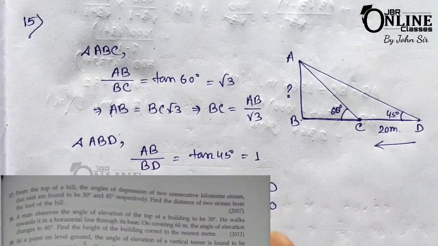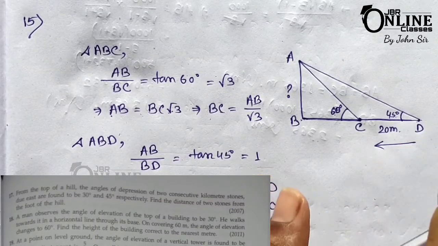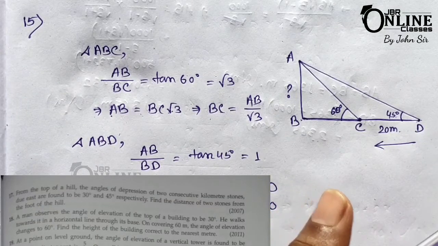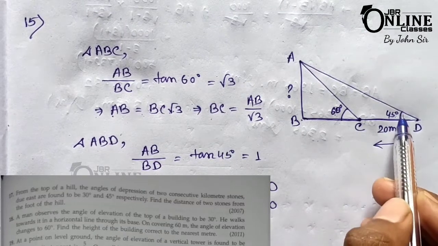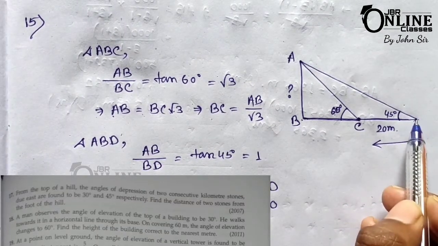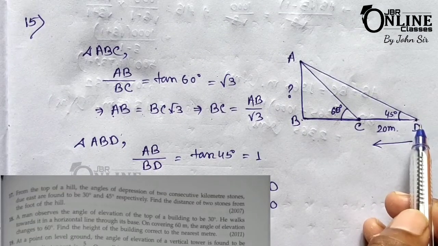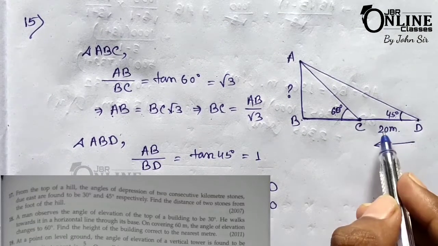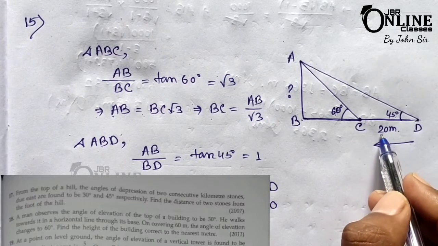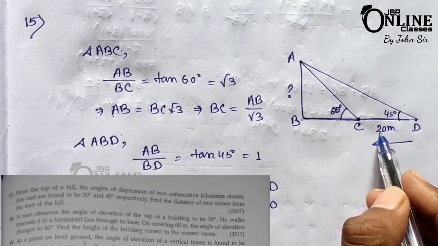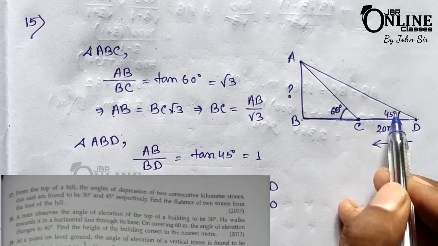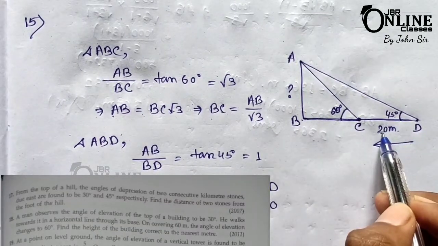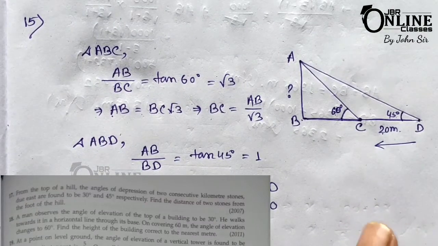Sum number 18 is the same as sum number 15. In sum number 18, a man observes an angle of elevation of the top of the building to be 30 degree, and he walks towards the horizontal line. So this angle equals 30 degree, and that is the first position of the man. And whenever the man walks towards the horizontal line, covering 60 meter, the next angle will be 60 degree. So that is 30 degree, and that is 60 degree, and that one equals 60 meter. Now we can solve this problem the same as sum number 15.